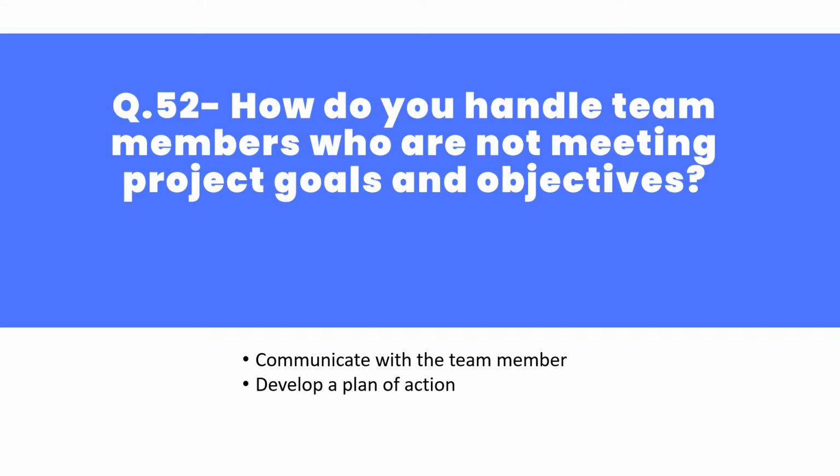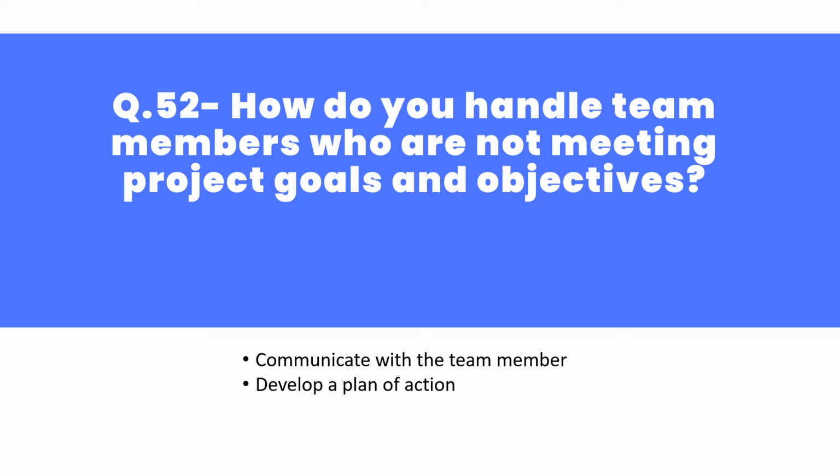This could include a lack of understanding of the task or project requirements, lack of necessary skills or experience, or a personal issue that is impacting their performance. Number two, communicate with the team member. Once the issue has been identified, it is important to communicate directly with the team member to understand their perspective and any challenges they're facing. This could be done through one on one meetings, email, or other forms of communication.